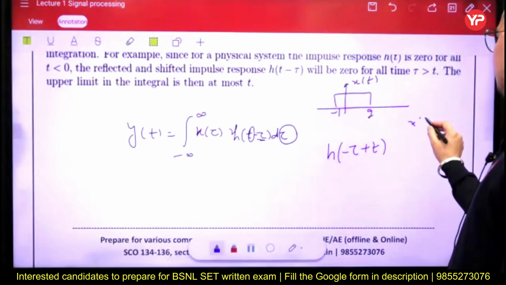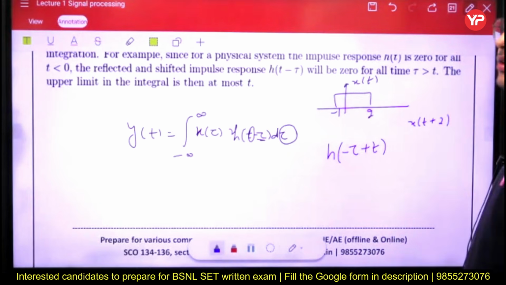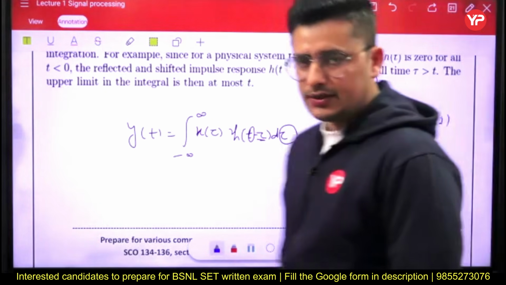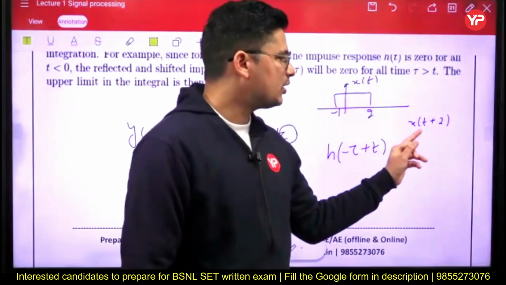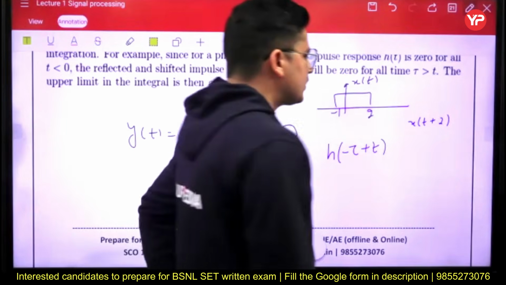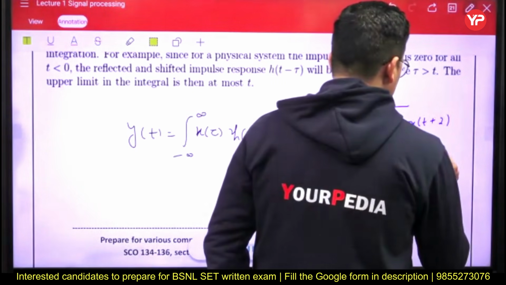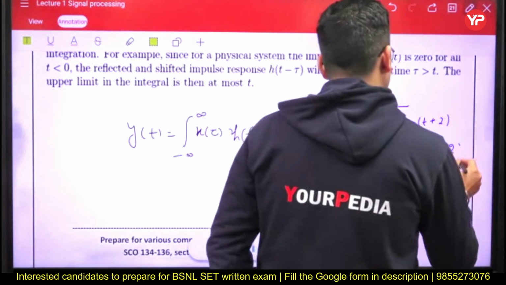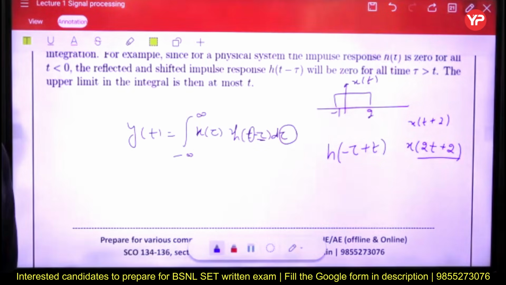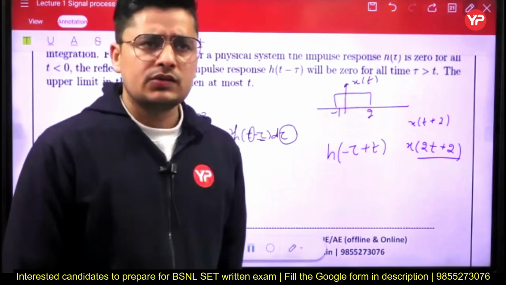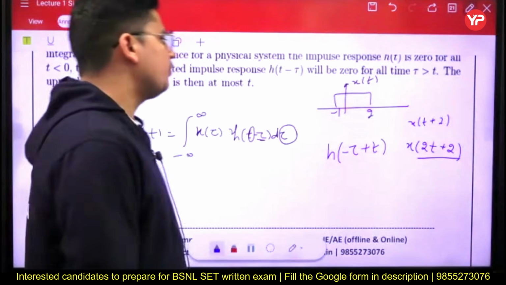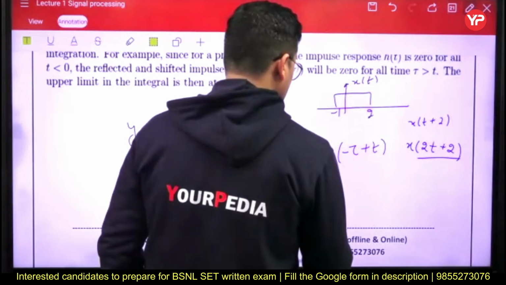Now if I draw the x(t+2) graph, this is called shifting. When you are adding or subtracting something from the t, that is called shifting. Now scaling means, if I do x(2t+2), here what we are having is a combination of shifting plus scaling. So if you have a combination of shifting plus scaling, which one do we have to use first? Okay, before moving to this, let me discuss what scaling is.